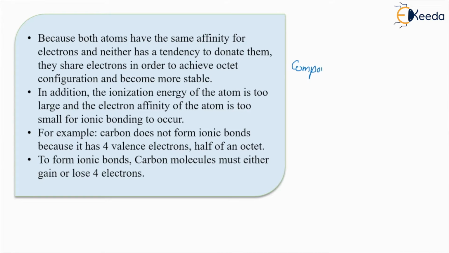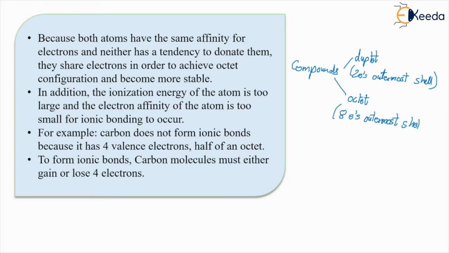Compounds generally have either a duplet configuration, that is two electrons in the outermost shell, or they have an octet configuration, that is 8 electrons in the outermost shell. 2 electrons is duplet, 8 electrons is octet.